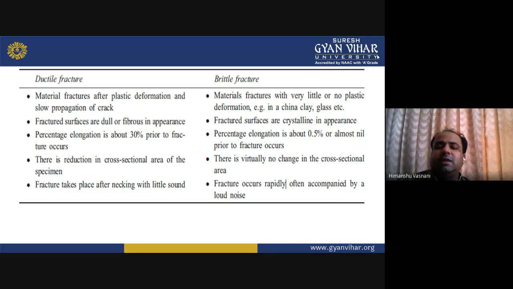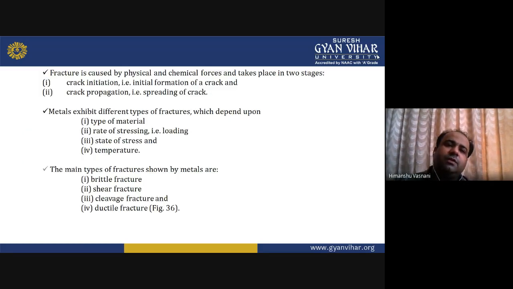Why? Because in the lab, when we are studying materials, these are the kinds of properties we should know: whether the material has ductile fracture property or brittle fracture property. Based upon the data and the experimentation, we can say that this material has ductile fracture properties or this material has brittle fracture properties.